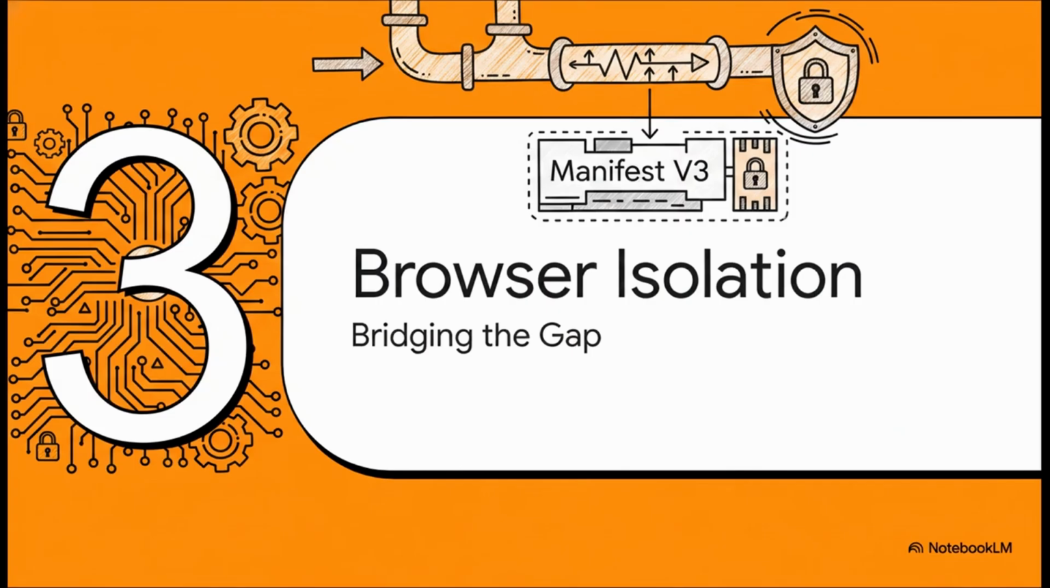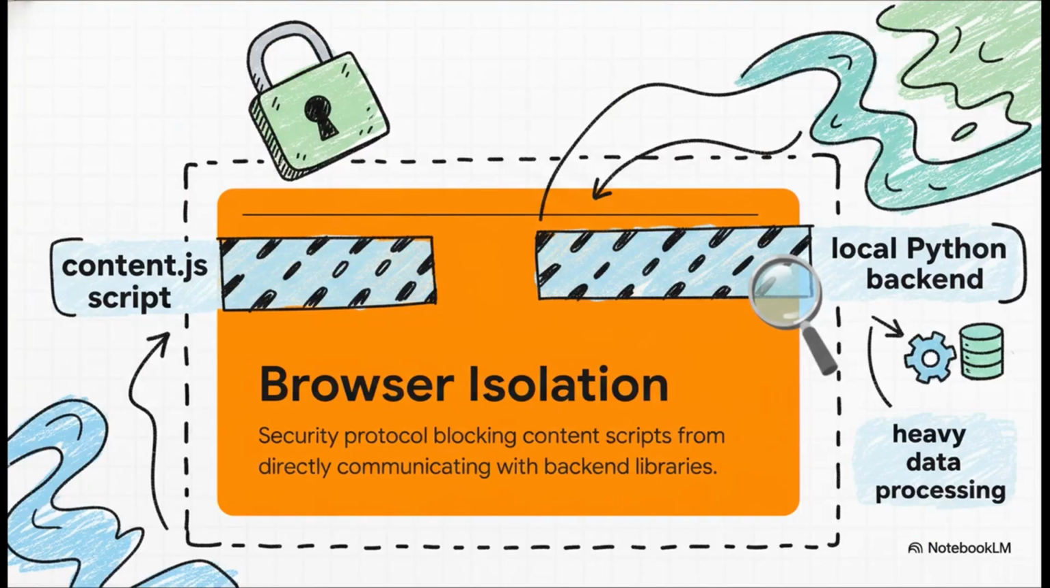Section 3. Bridging Browser Isolation. Okay, so we have our ticker. But now, we hit the strict security protocols of Manifest v3. Chrome uses something called browser isolation. Your content.js script might live on the web page, but it's completely trapped there. It is strictly blocked from talking directly to our heavy-duty local Python backend. No direct calls allowed, no heavy data processing. It is literally on an island.